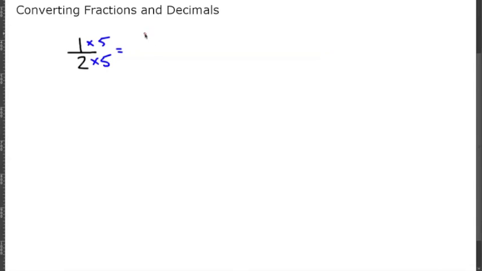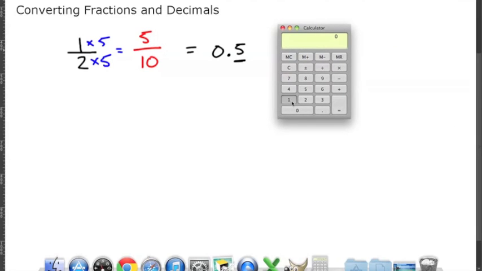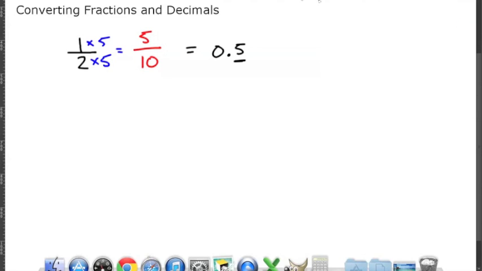So now we're going to get 1 times 5 is 5, all over 2 times 5, which is 10. This is 5/10. So now we're just going to write that as the decimal, 0.5. Let's double check that with a calculator. 1 divided by 2 equals 0.5. So that's correct.